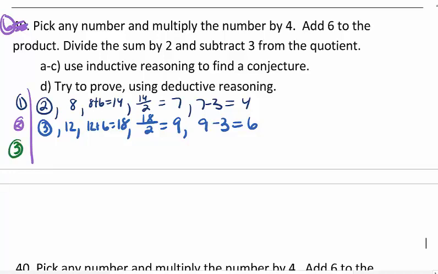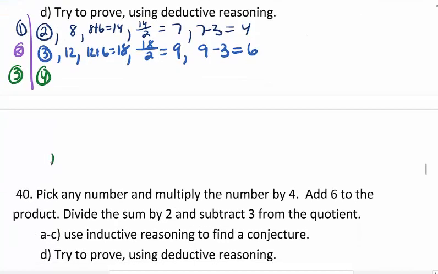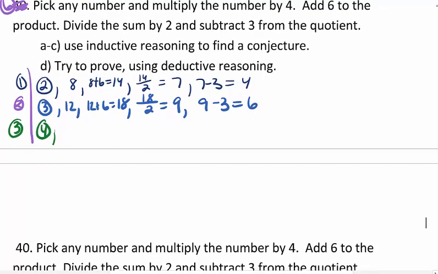So again, you can choose whatever. I tend to pick smaller numbers because it makes it easier to deal with the multiplication when we're doing those problems. So we're going to do 4. Pull this back down. Multiply by 4, which is 16. Add 6 to that product. 16 plus 6 gives me 22.